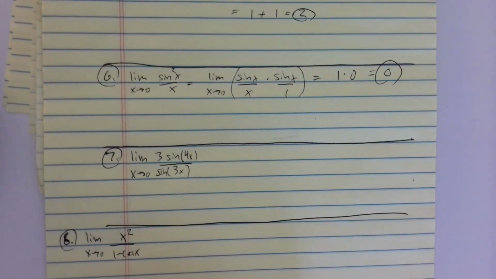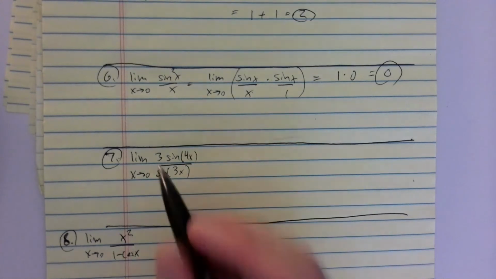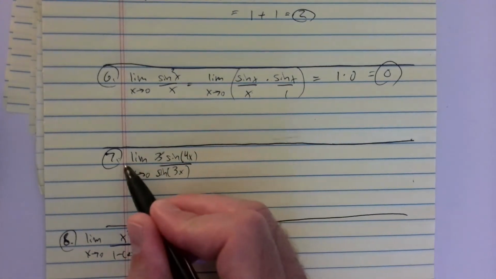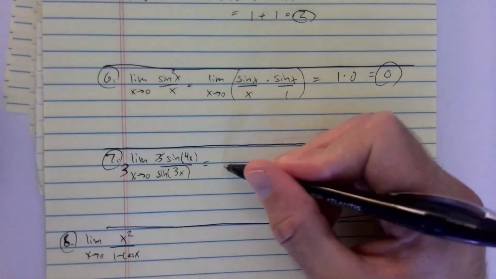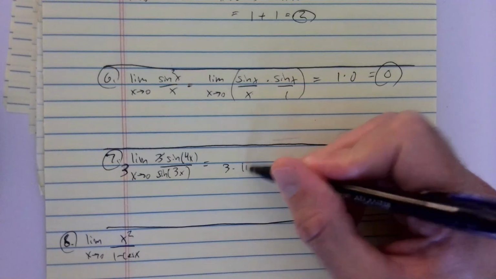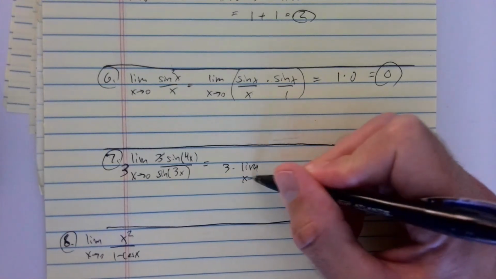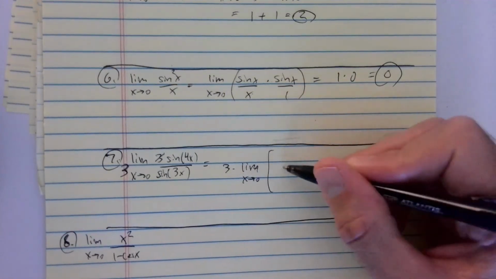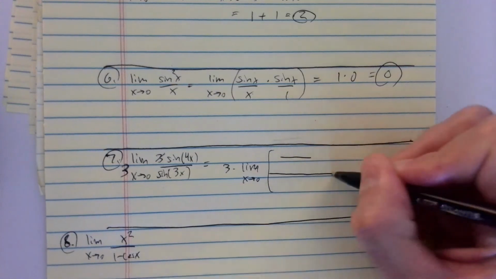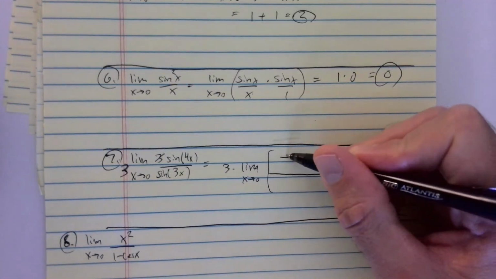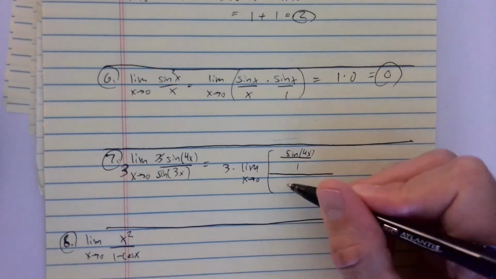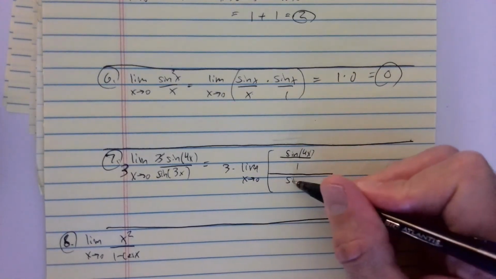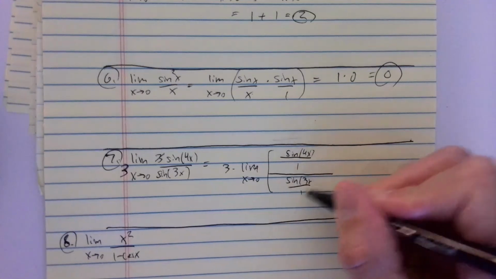Number 7 was really tricky. First thing I'm going to do is move that 3 out front, because that's a constant. And so next I'm going to write a big fraction. 3 times limit as x goes to 0. The top fraction will be sine of 4x over 1, and the bottom one will be sine of 3x over 1.